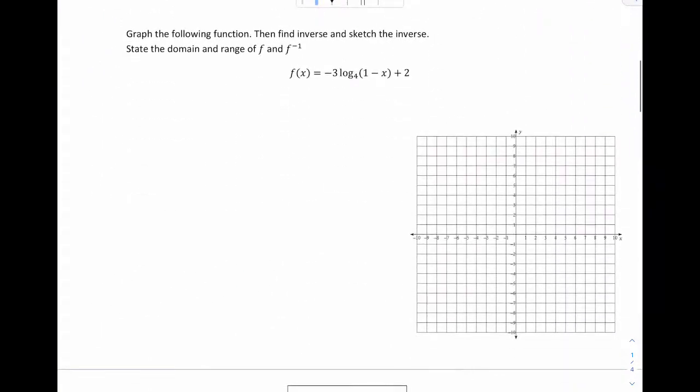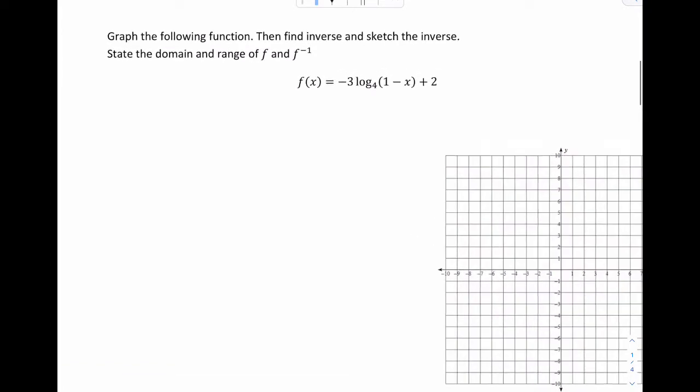Now to our final question. This is going to be reviewing a couple of things to make sure we can graph a log. This says graph the following function, then find the inverse, sketch the inverse. So let's first start by graphing this. So I'm going to rewrite it. Hopefully you've been trained now.